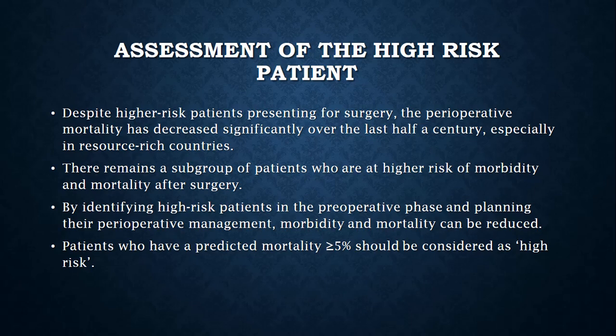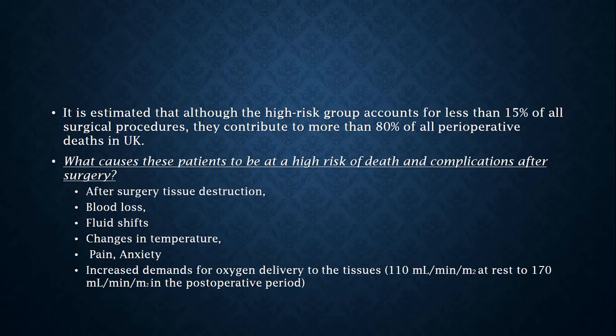Patients who have a predicted mortality of 5% or more should be considered as high-risk patients. It is estimated that though the high-risk group accounts for less than 15% of all surgical procedures, according to one study that was done in the UK, they contribute to more than 80% of all perioperative mortality.